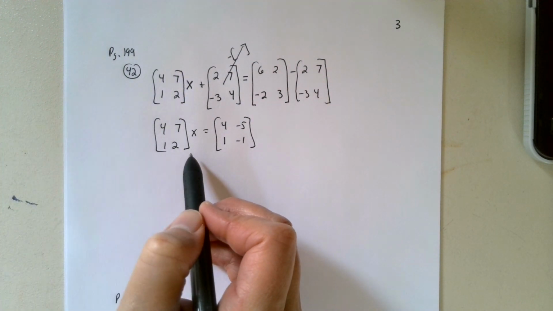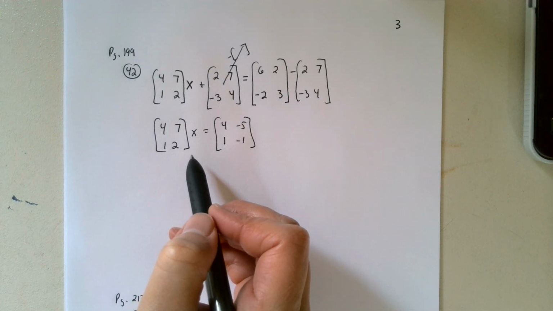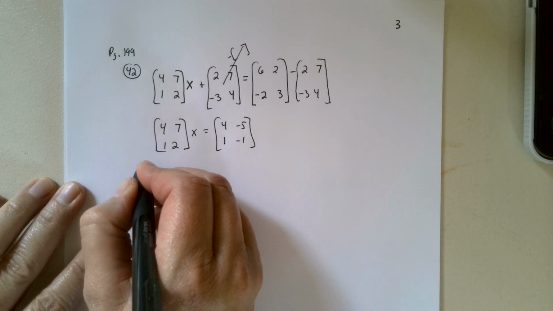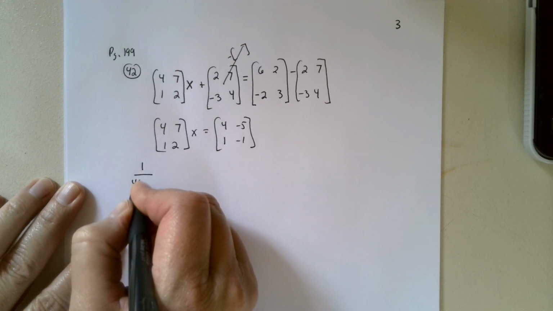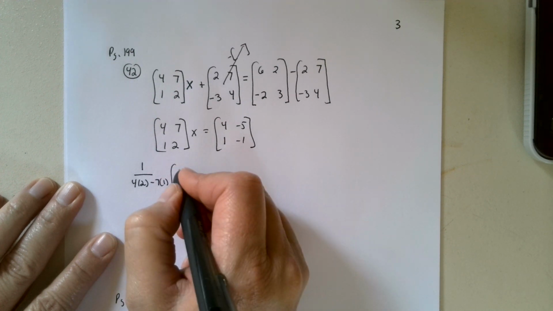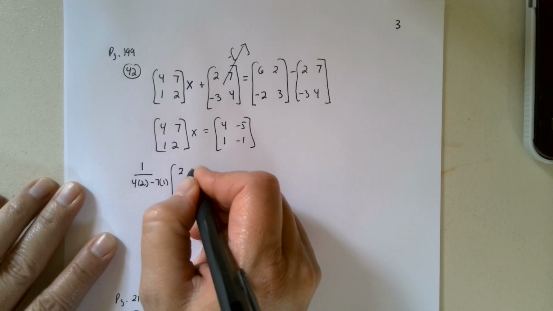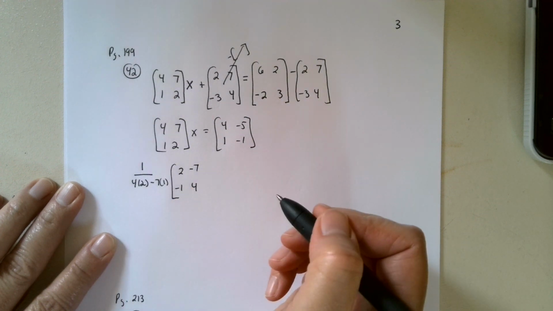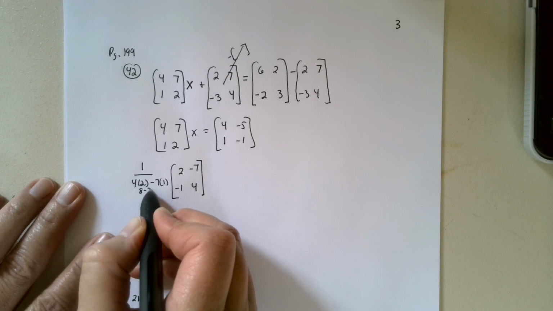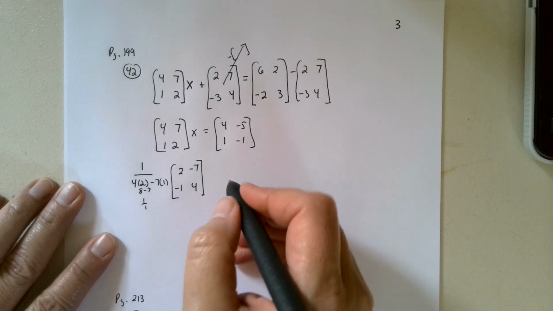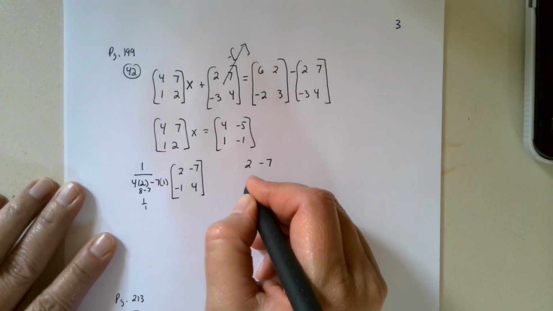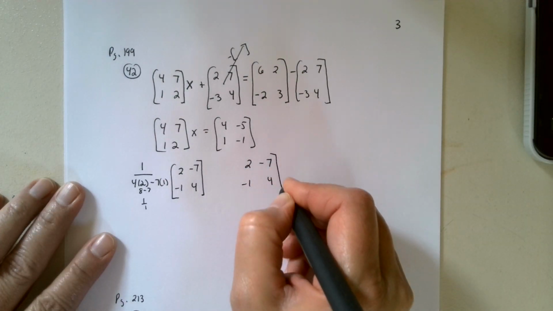Now, we do not have matrix division, but we can find the inverse of our coefficient matrix. So I'm going to have 1 over 4 times 2 minus 7 times 1. On the inside, the 2 and the 4 are going to trade places. The 7 and the 1 become negatives. So on the outside, I'm going to have 8 minus 7, so I'm just getting 1 over 1. So when I distribute, my inverse is going to be 2, negative 7, negative 1, 4.